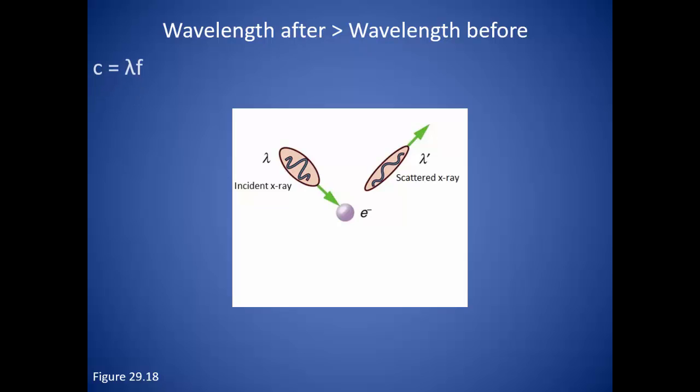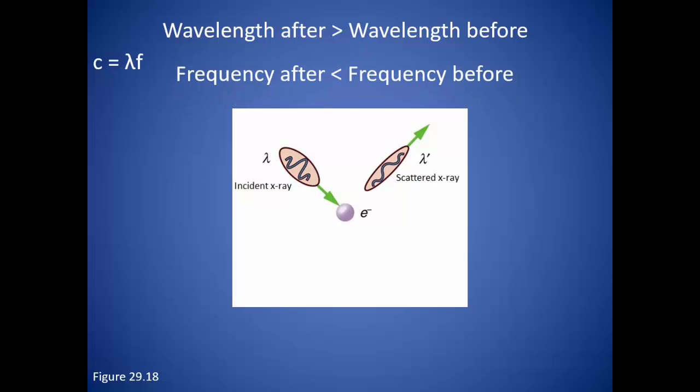Now we know that the frequency and wavelength of light can be described in terms of the speed of light. So if the wavelength after the collision is more than the wavelength before the collision, that must mean that the frequency after the collision is less than the frequency before the collision. So as our wavelength increases, the frequency decreases.